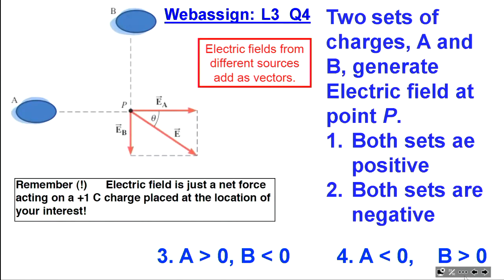These arrows represent electric fields, yeah? That's the individual electric field generated by that charge or set of charges. This is the individual electric field generated by another. That's the net electric field. To calculate the net electric field, first, the tail-to-head rule was used.